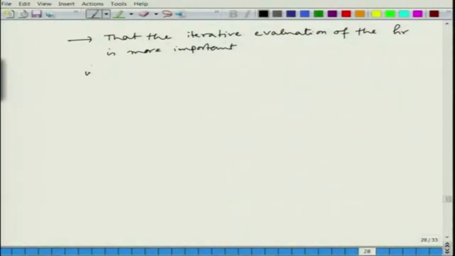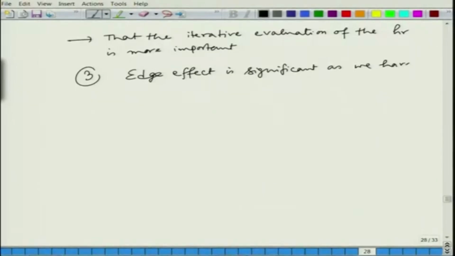Okay. Then the third point, the third difference here is the edge effect is significant, as we have less area. So, what is the point of concentration? The absorber area is much reduced, that is the point of concentration, right.